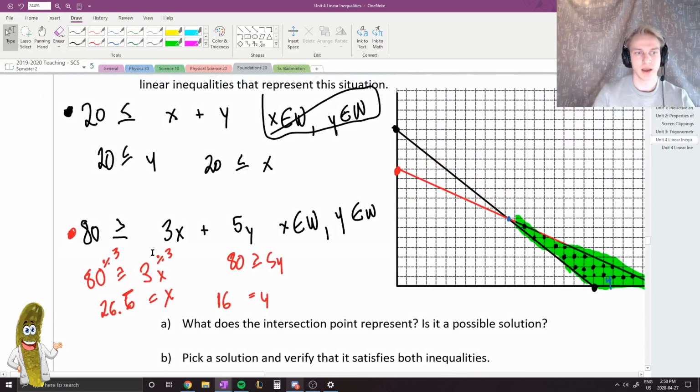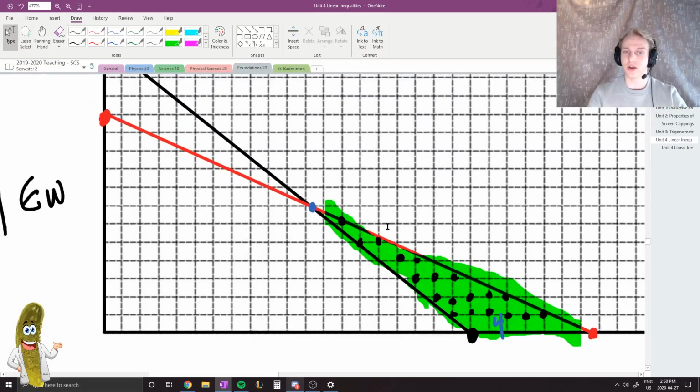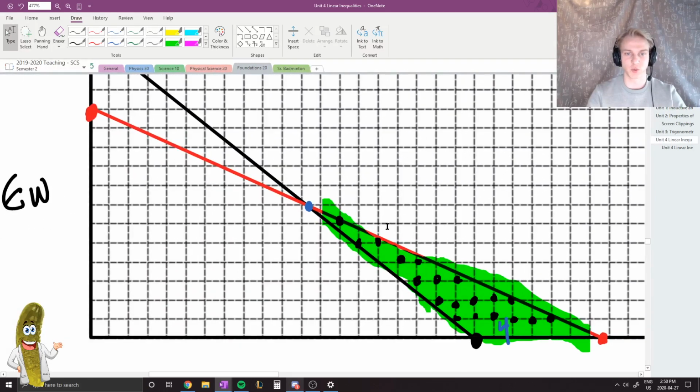Yeah, exactly. So I agree, for sure, with one of the things Mackenzie said, which was that this blue point here would be me spending $80 and getting exactly 20 candles. That's exactly correct. I would disagree that this is not a potential solution, and here's why.